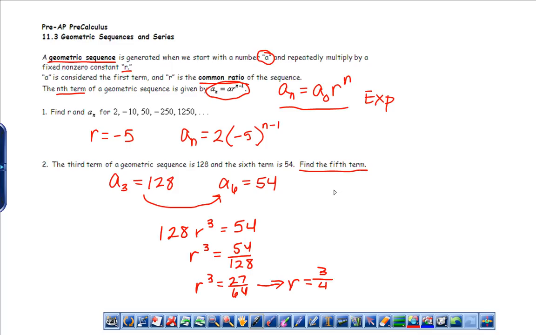So we could work to come up with an equation. We don't really need to. In order to find the fifth term, I just need to go back 1 from the sixth term. So instead of multiplying 54 times 3/4, I'm going to actually divide by 3/4, which would be the same thing as 54 times 4/3. So that ends up being 72.